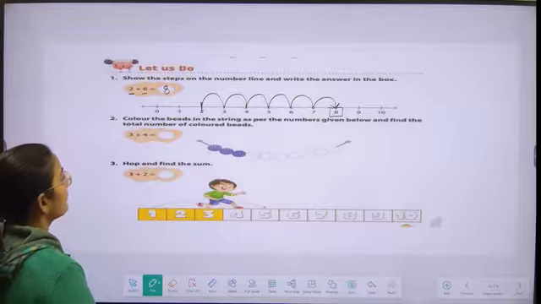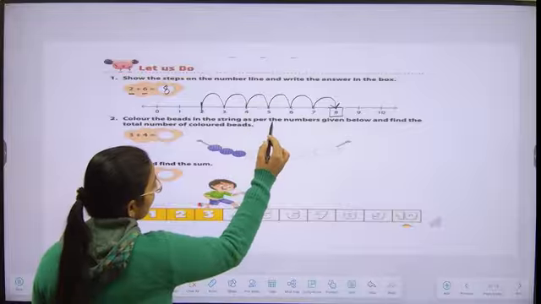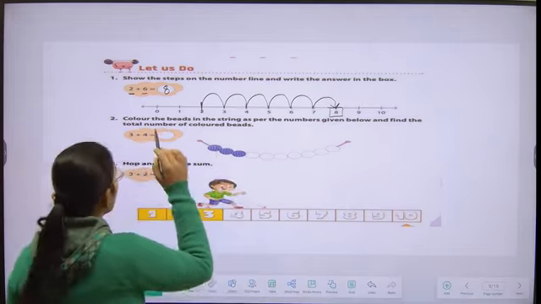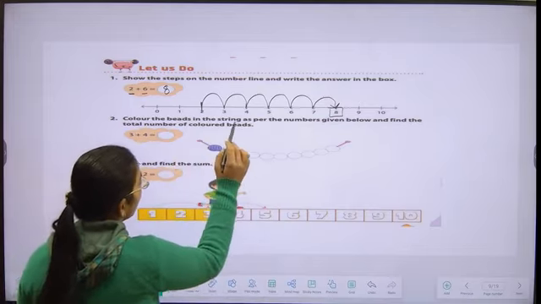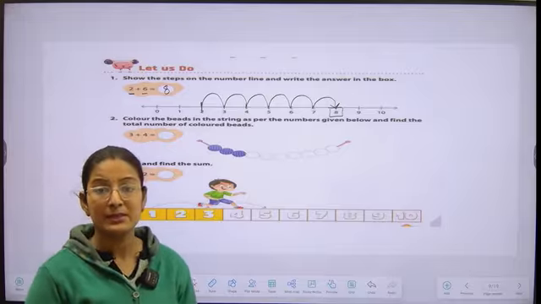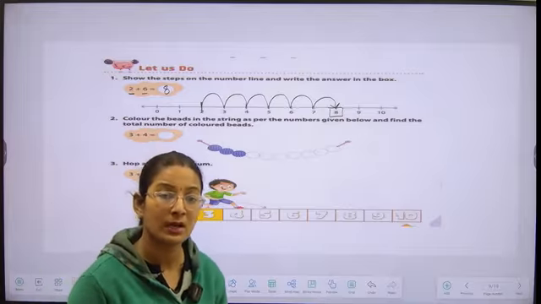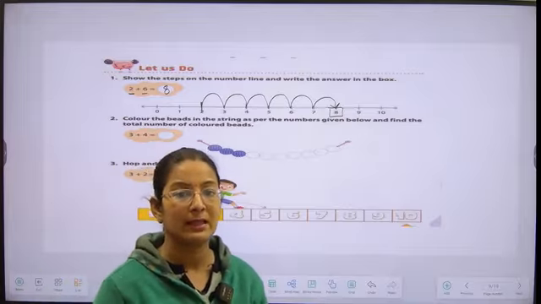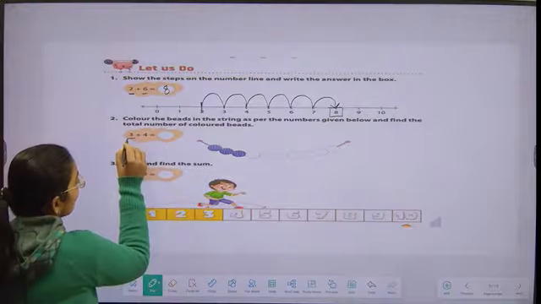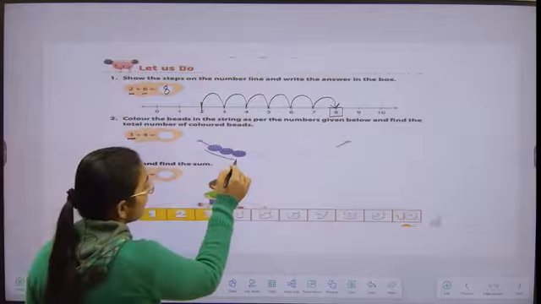What do we have to do? Color the beads in the string as per the numbers given below and find the total number of colored beads. Now what do we have to do? We have to color the beads according to the number. After that, we have to count the total number of colored beads. Let's start, students. First, this is 3. They have written 3. We have to color 3 beads. So 3 beads are already colored for us. These are in blue color.